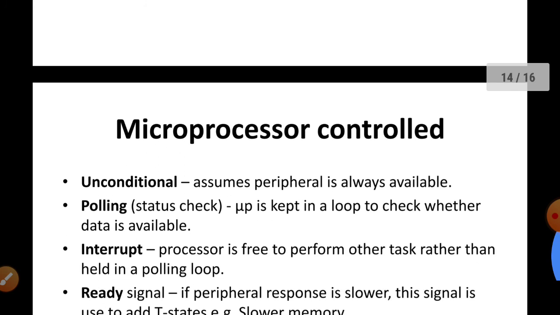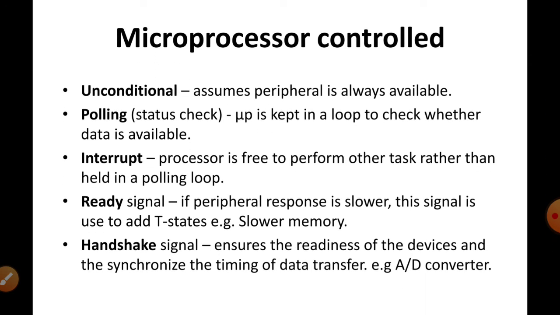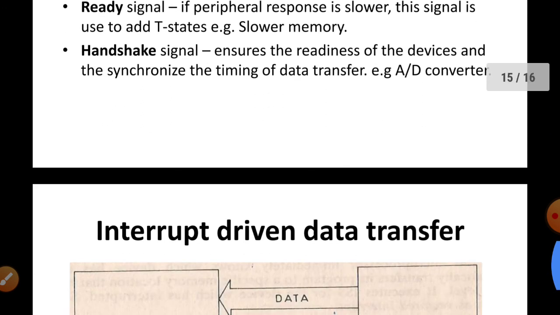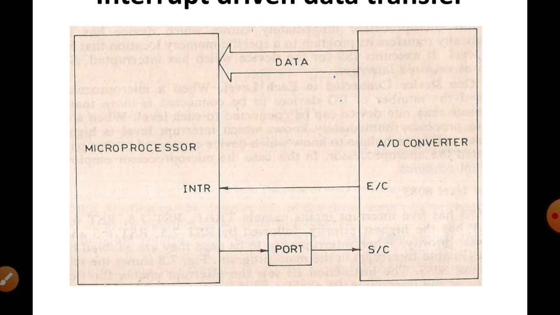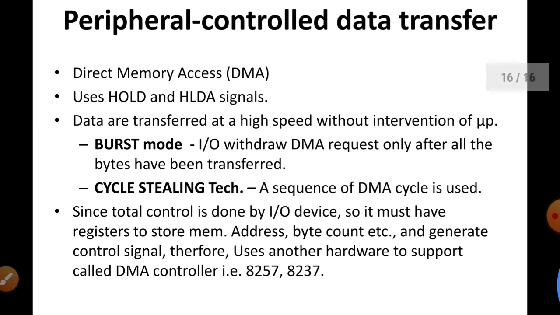This is also explained. Now, as far as microprocessor control is concerned, it is also explained that unconditional means no condition has to be checked. It is considered that it is always available, and polling means status checking. Interrupt means any device that wants to transfer data can interrupt the processor. Slower peripheral devices and slower memory devices can use the ready signal, and the scheme in which two signals are exchanged is the handshake signal. And this is the example of interrupt driven data transfer, in which when the device is ready to transfer data, it sends an interrupt signal to the processor. Then it is transferred.